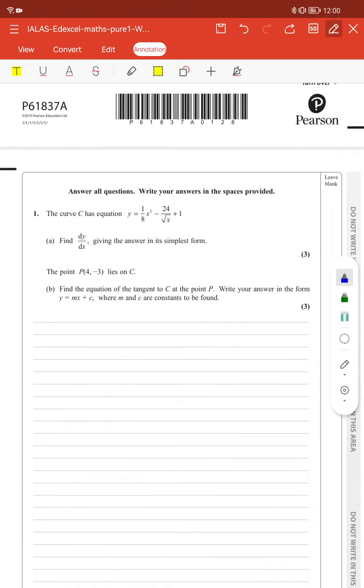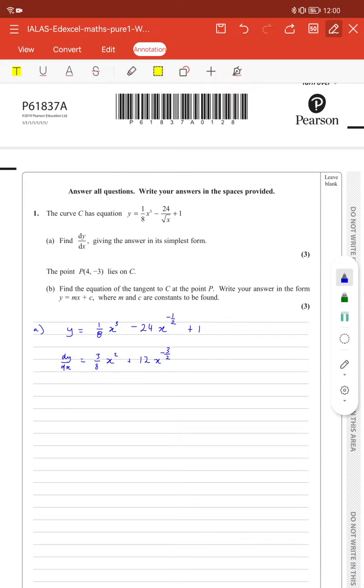So for the first question, it gives you an equation, y equals an eighth x cubed minus 24 over the root of x plus 1, find dy by dx. So I would start off by converting this and bringing all the powers of x to the top. And now it becomes much easier to differentiate because we can multiply the powers. So we get 3/8 x squared plus 12x to the power of minus 3 over 2.